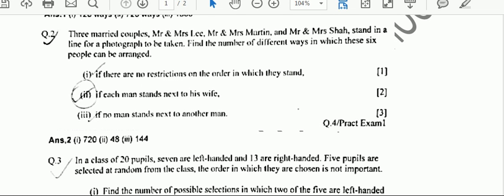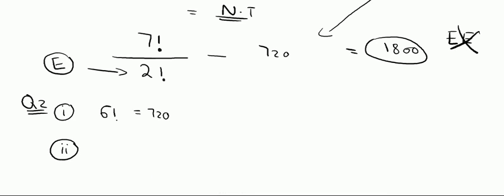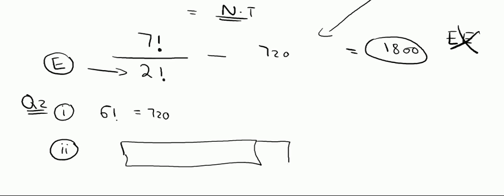If each man stands next to his wife. By that we mean that since there are 6 people or 3 couples, we can have a man and woman as the first couple, then a man and woman as the second couple, then a man and woman as our third couple. Now the question states that the couples should be together.